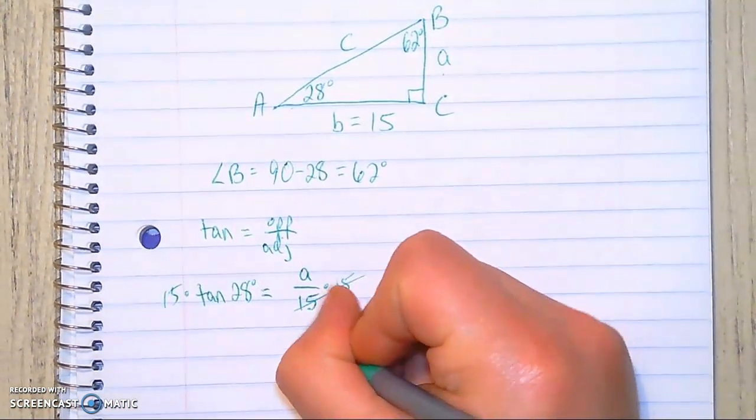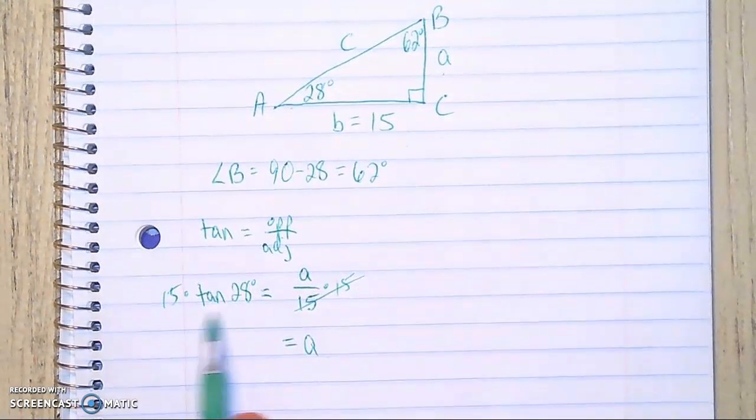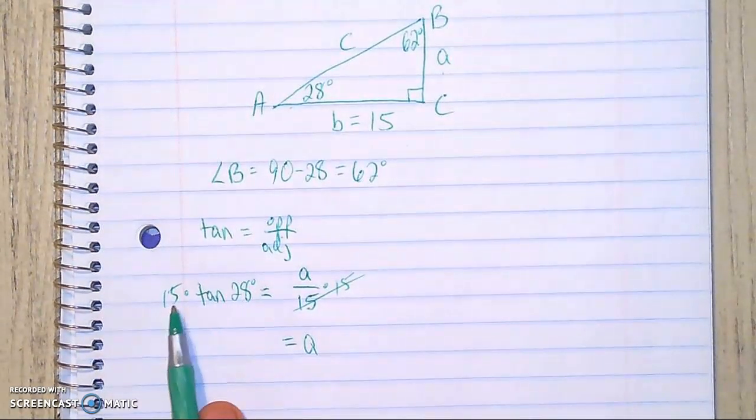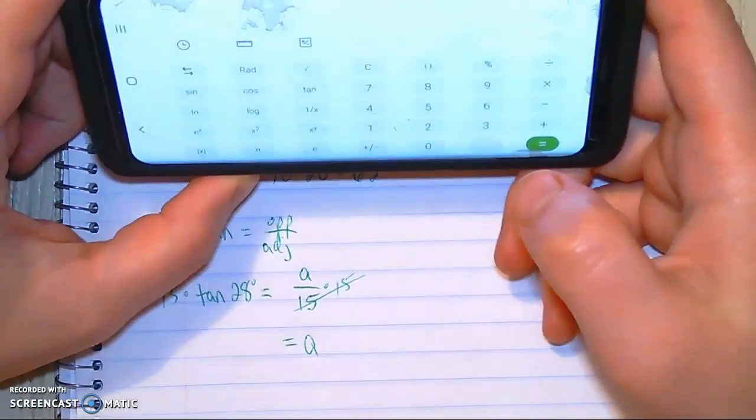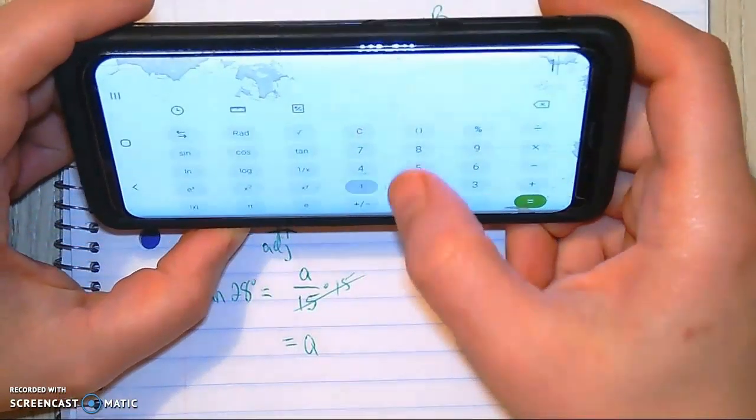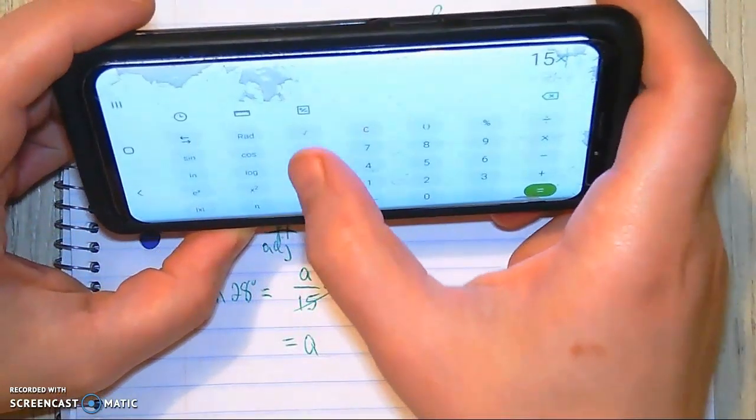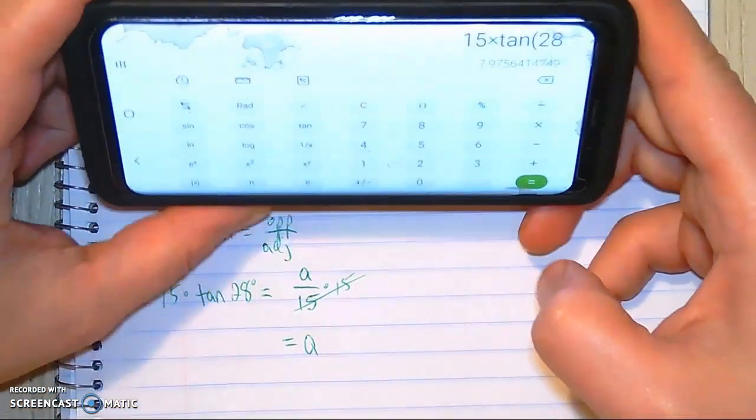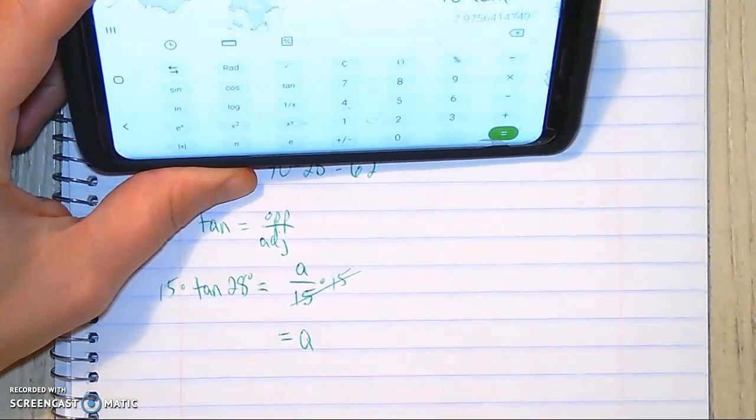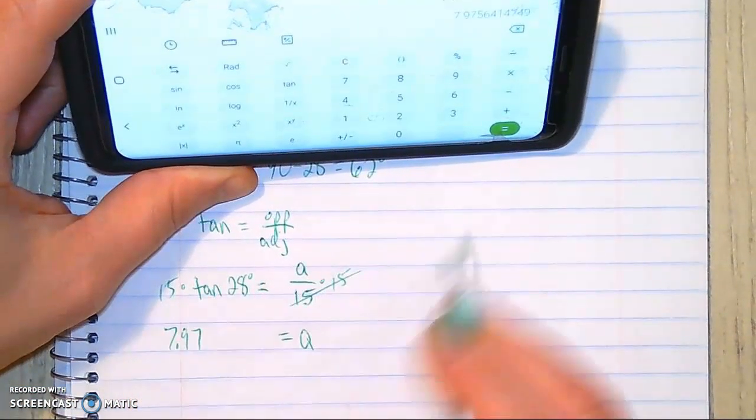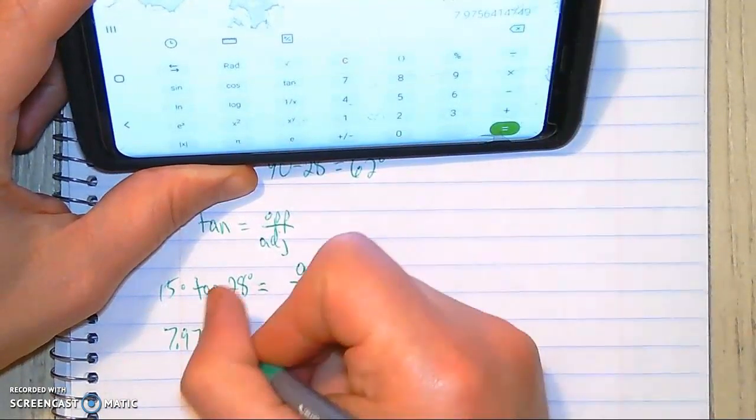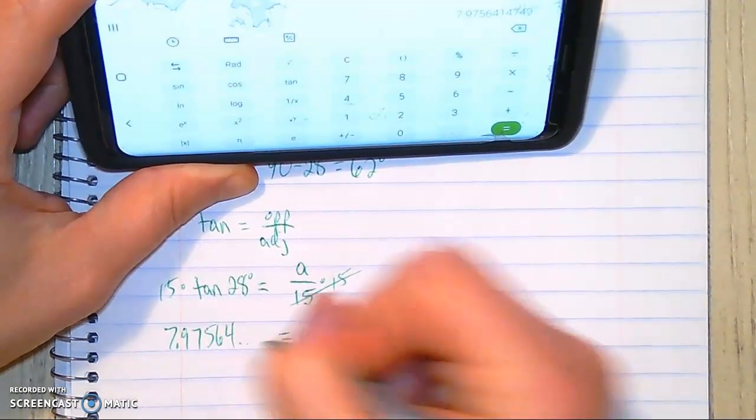And I get A all by itself equals, and now I have to type on the calculator, 15 times the tangent of 28. So go over here and do 15 times the tangent of 28. I get 7.97, and then it continues 5, 6, 4, and on and on.